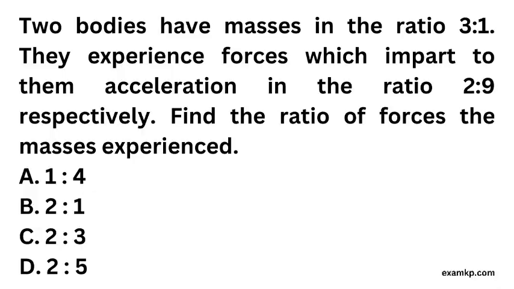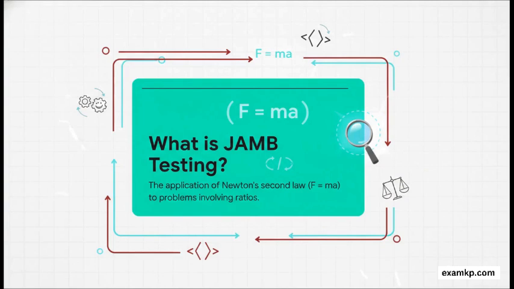Okay, here we go. Question from JAMB 1999. Two bodies have masses in the ratio 3:1. You can read the rest. You know the rule. Pause this session right now and solve it. Go. So, what is JAMB really trying to do with this question? Look, they are not just asking if you memorized F equals ma. No. They are testing if you can apply that law to a problem with ratios. It's a test of logic, not just memory.